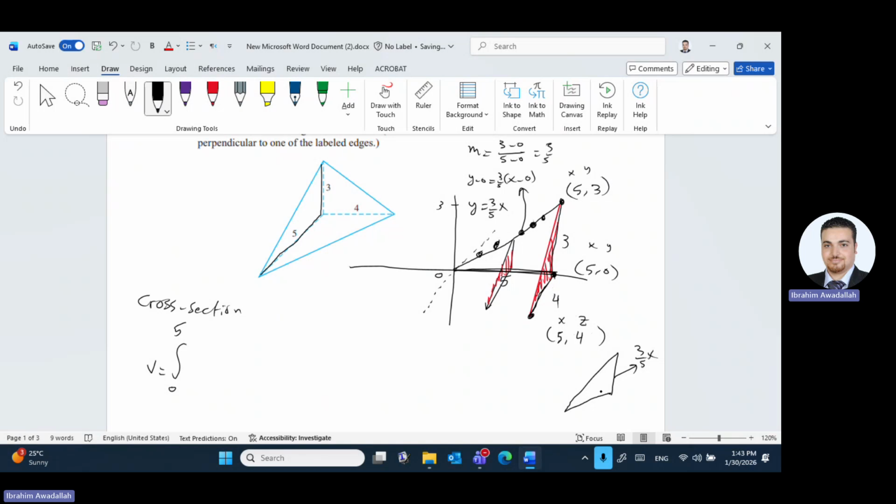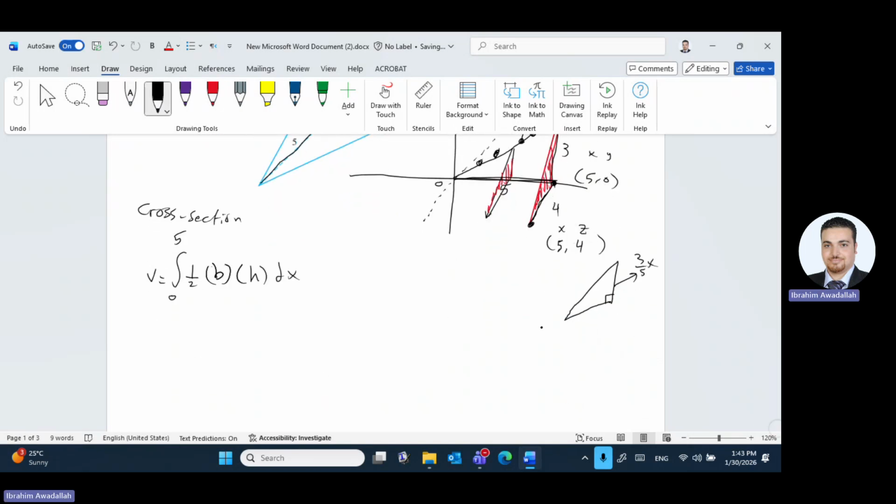So I will come here, since my angle here is 90, clear from the graph. So half base times highest, dx. This is the base, this is the highest. From 0 to 5, half the base, I will find it now. Already I found the highest as 3 over 5 x dx.